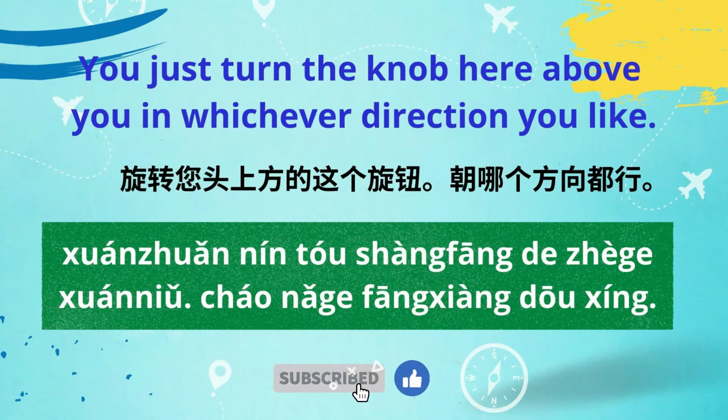You just turn the knob here above you in whichever direction you like. 旋转您头上方的这个旋钮，朝哪个方向都行。 旋转 means to rotate. 您 means you. 头 means the top or head. 上方 means place above or upper part. 这个 means this. 旋钮 means knob. 哪个 means which. 方向 means direction. 都 means all or both. 行 means sure or okay.